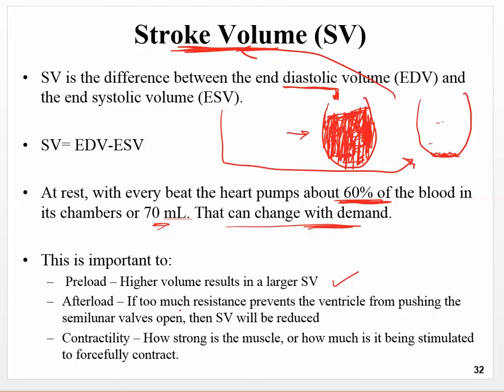Afterload: if there's too much resistance, it's going to prevent that ventricle from pushing the semilunar valves open, and then your stroke volume will be reduced. So too much resistance, or a higher afterload, is going to decrease your stroke volume.